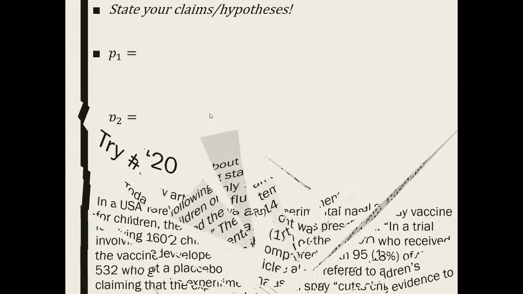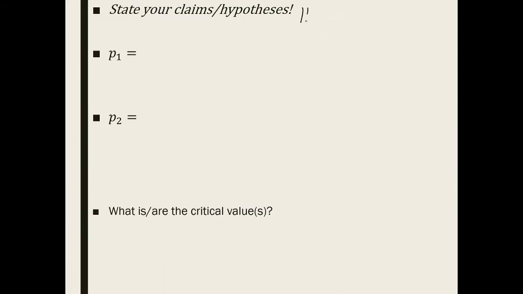So let's state our hypotheses. My H0 is that there is no change, right? That P1 is equal to P2, that the vaccine has no effect. I should probably put a colon here, not equals. My H1 is that no, the people with the vaccine had a lower infection rate than the people who did not take the vaccine, right? So that is my claim.